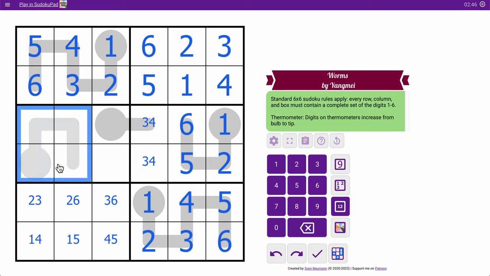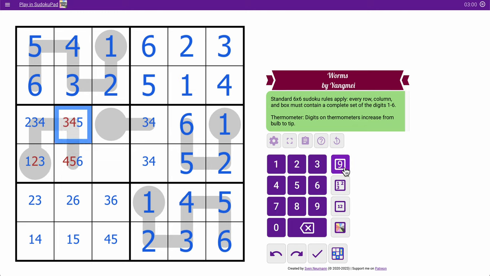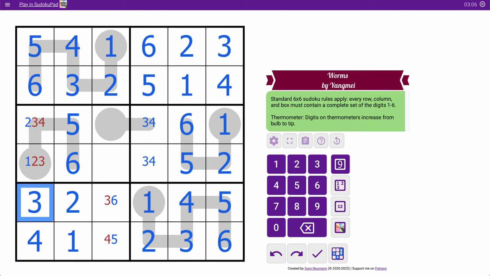And down here I'm going to end up with the same situation, right? This can't be 3 or 4, and this can't be 4 or 5. So, that's 5, that's 6. 2, 1, 4, 3, and that box is unwound.